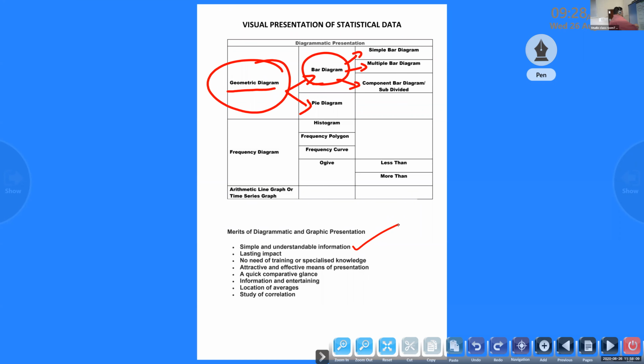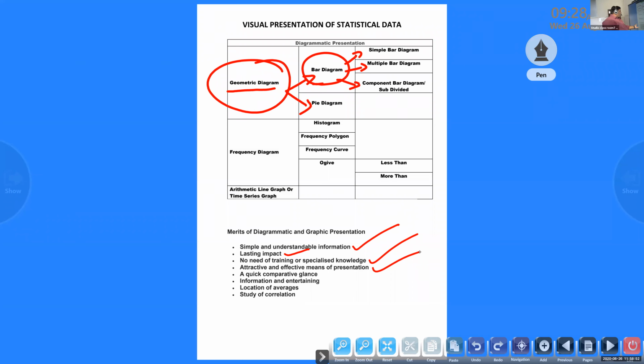Next, it always gives a lasting impact. We are able to memorize the data. No training or specialized knowledge is needed. In tabular presentation, we learned that a layman without technical knowledge is unable to understand such tables. But with diagrammatic presentation, anyone can easily understand the message being conveyed. It is always an attractive and effective means of presentation.